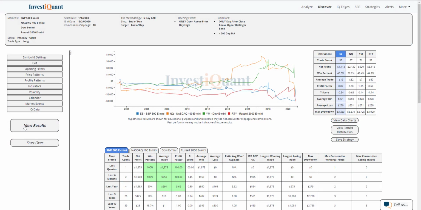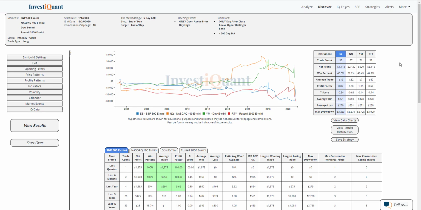And here we go. These are the results of going long when you open above the prior day high, following a close above the upper Bollinger band and also above a 200-day simple moving average. Historically, this pattern has happened 58 times in the S&P dating back to 2003. The NASDAQ has 67 samples, the Dow 71 samples, and the Russell 52 samples.